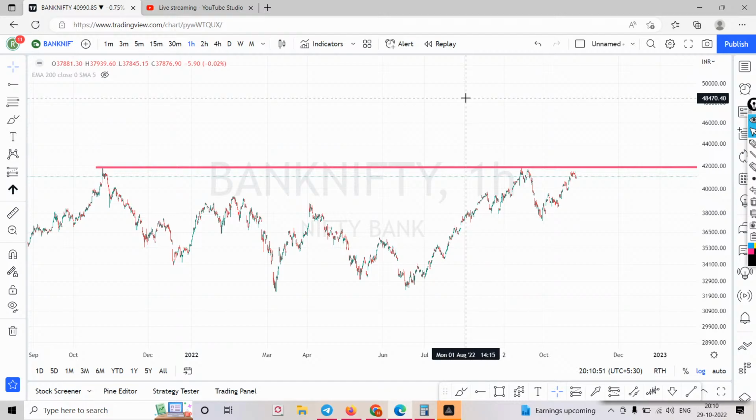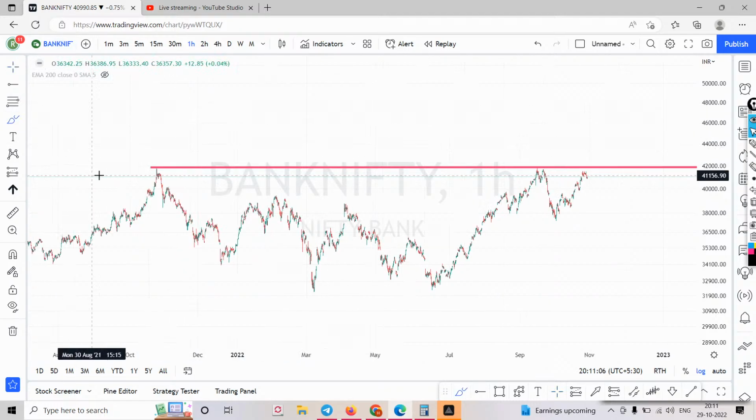Sideways to super bearish is what Pranav says. Sideways to bearish, sideways to bearish. Okay, others, can others please confirm? So this is my price action basically. We are discussing the Bank Nifty.